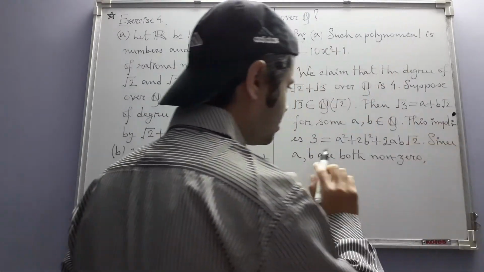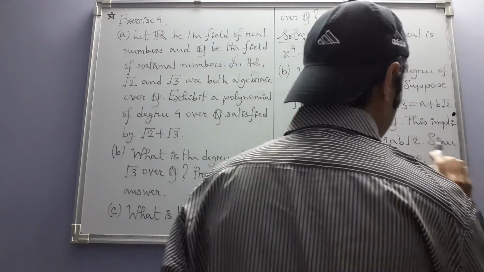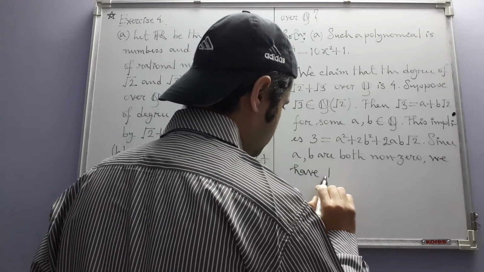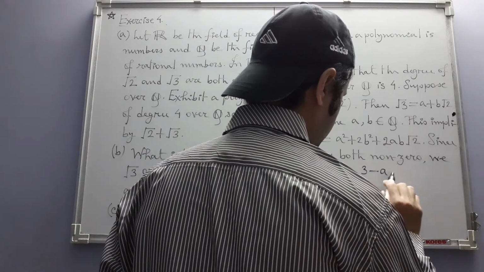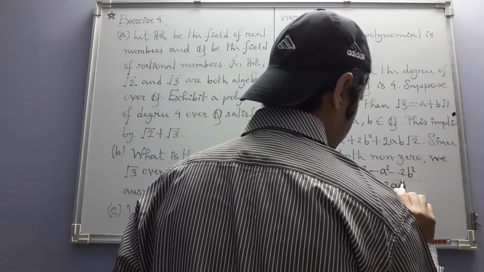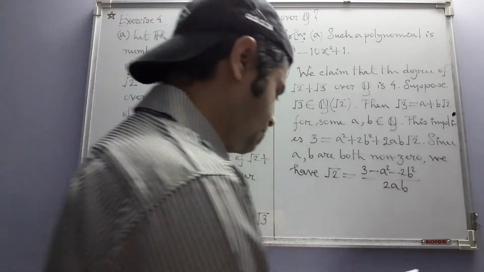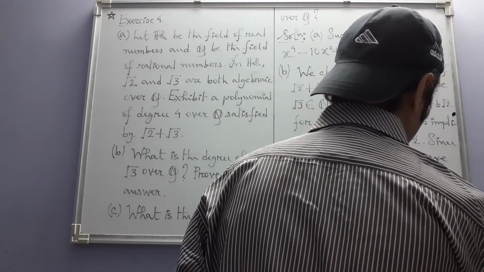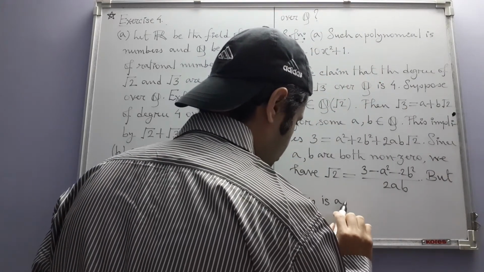So both a and b must be non-zero, and that is why we have root 2 equal to this minus 2b square divided by 2ab. That's why we are able to divide by 2ab. This, however, is not possible, but this is a contradiction.